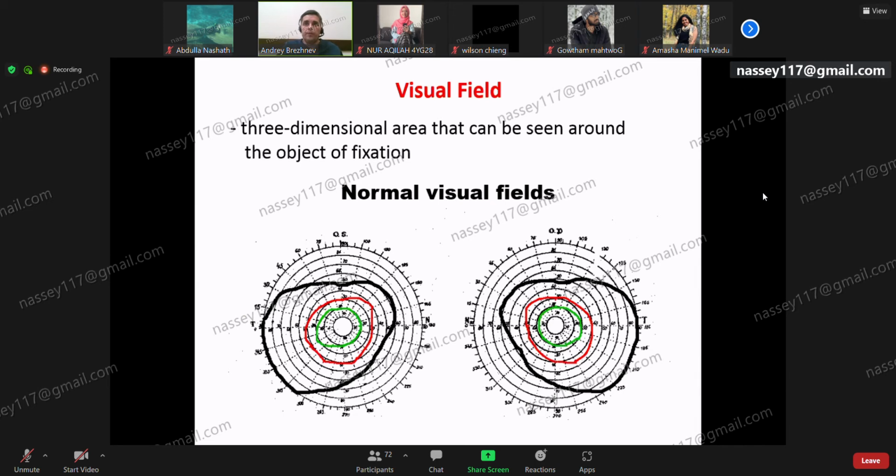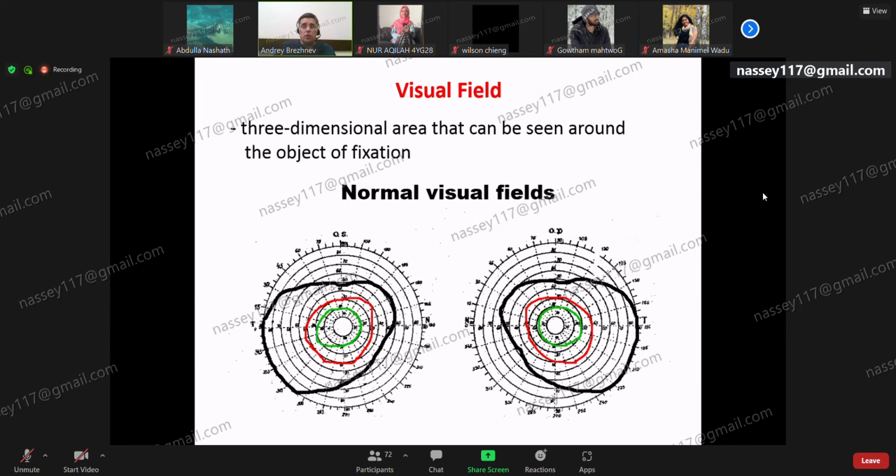The extent of the normal visual field you can see here in the scheme, this black line. This is the normal visual field of the patient, of his right and left eye. So the extent of the normal visual field is superiorly 55 degrees, inferiorly 60 degrees, nasally 60, and temporally 90 degrees.